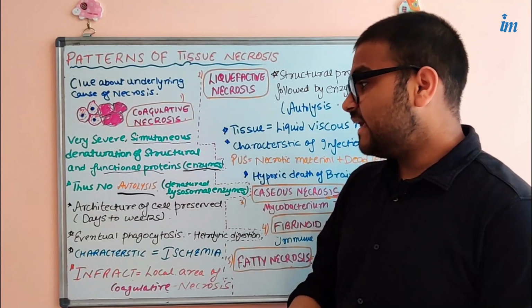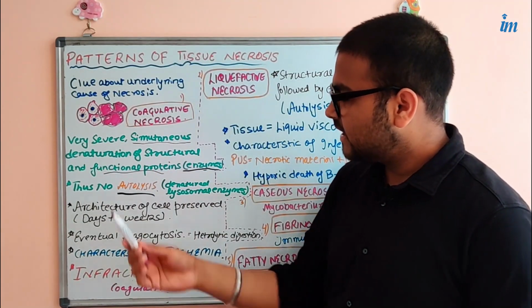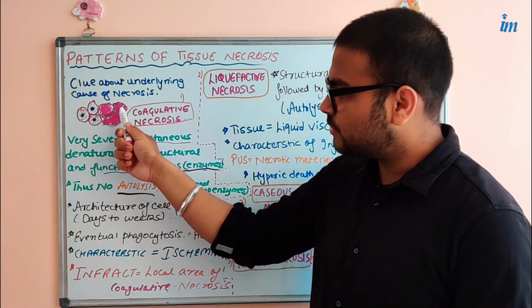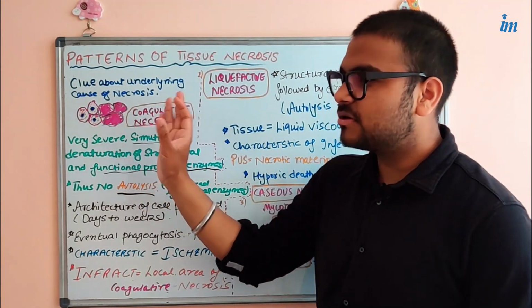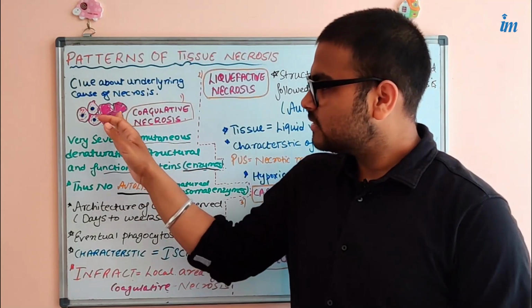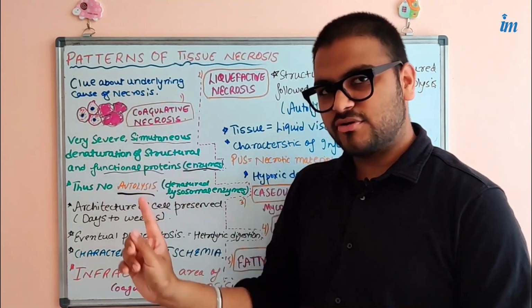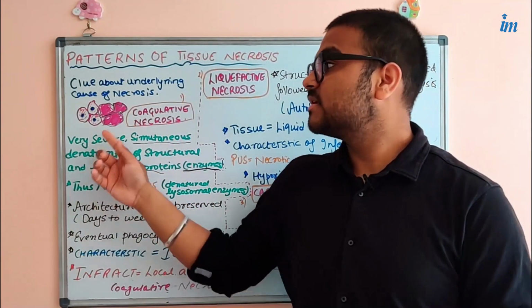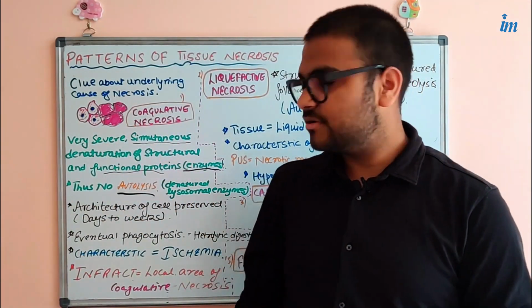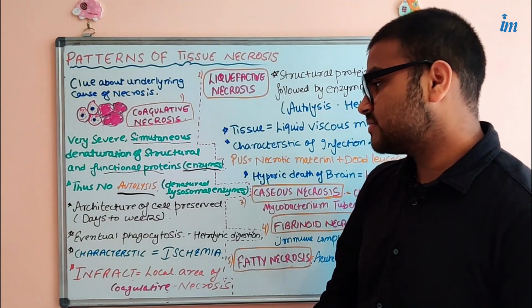So you will find a nucleated cell that is without the nucleus and very much homogeneous pinkish in appearance. So such type of cells, if you see without nucleus, and the architecture is preserved, it means that the cell has undergone coagulative necrosis.